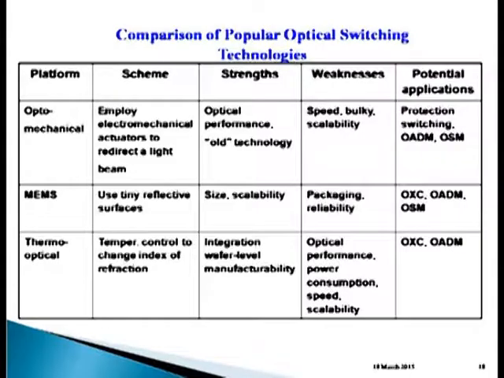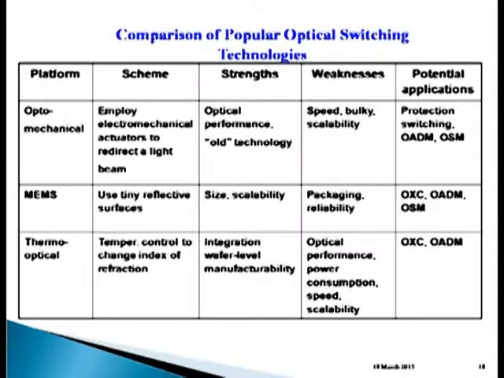Similarly, acousto-optic switches. So I'll make a comparison amongst these categories of switches. In optomechanical switches, the scheme is that we employ an electromechanical actuator to redirect a light beam, and these electromagnetic actuators are basically lenses. They just redirect the light beams. Strengths are that these are very good in optical performance. However, this is an old technology. Weaknesses: speed is slow, they are bulky, and scalability is again a weakness.